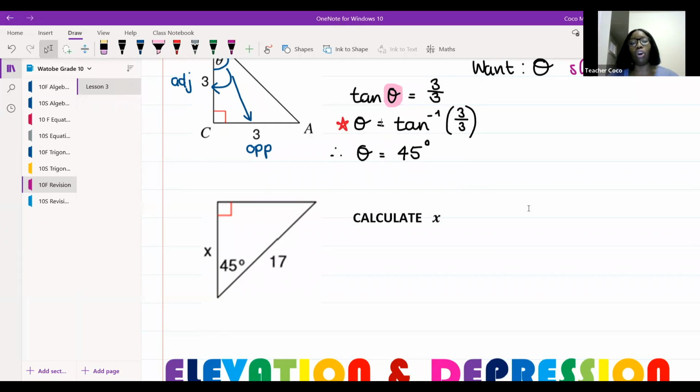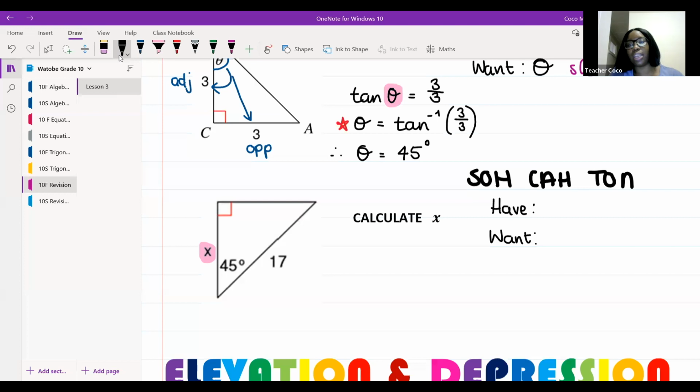So I hope that you guys are getting the idea of how to do these questions and what is expected of you. All right, so here's our next challenge. We're looking for x. Calculate for x. We're calculating for this x over here. Now, what we need to ask ourselves is, what do we have? And what do we want? And then we need to look at that in relation to our mnemonic device, SOH CAH TOA.